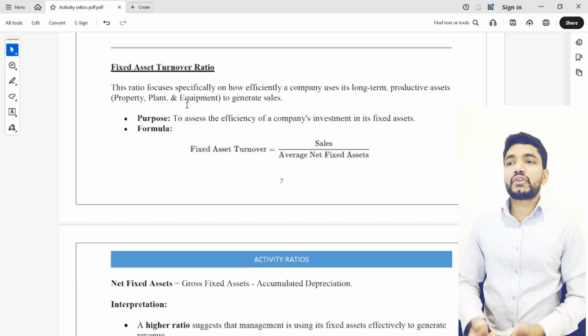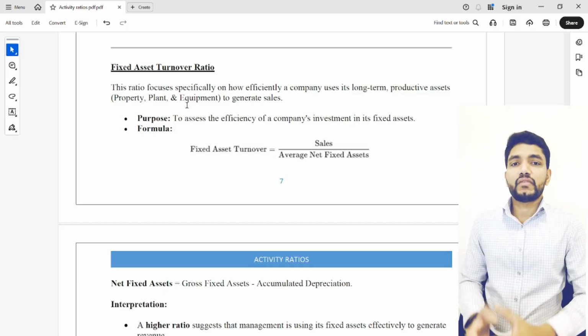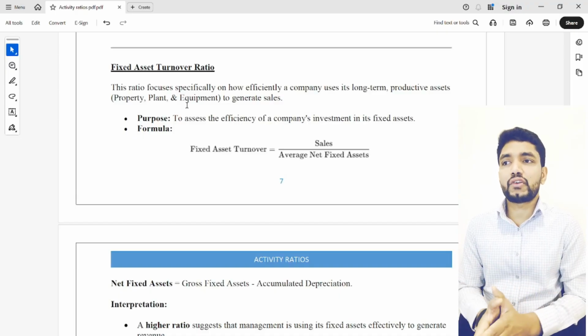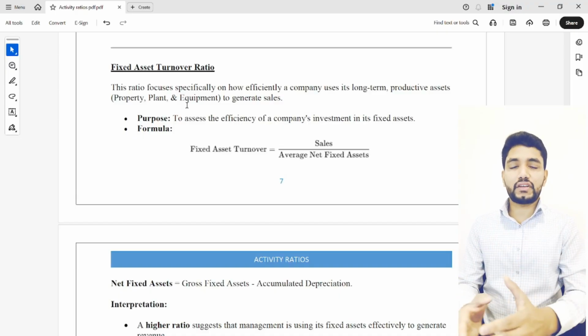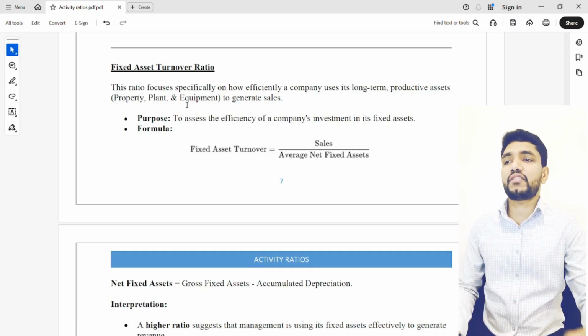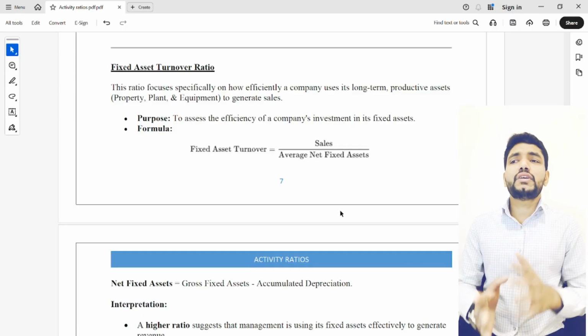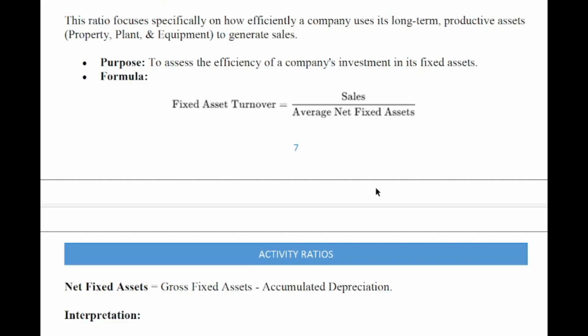Now we will move into the next ratio, that is the fixed asset turnover ratio. It is very similar to the total asset turnover ratio, but in the fixed asset turnover ratio, we are considering only the fixed asset. That means how effectively the company is utilizing its fixed asset, like property, plant and equipment, to generate the sales. The purpose is to assess the efficiency of a company's investment in its fixed asset. The formula for fixed asset turnover is sales divided by average net fixed asset.